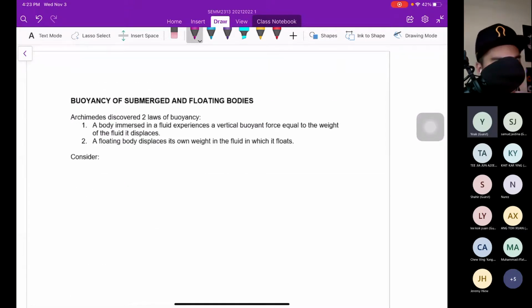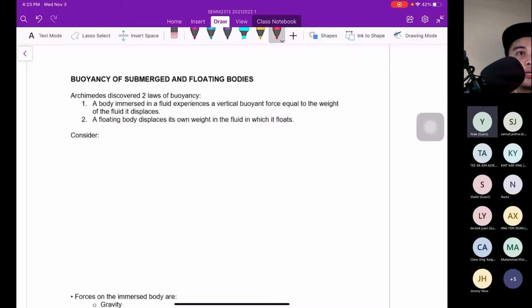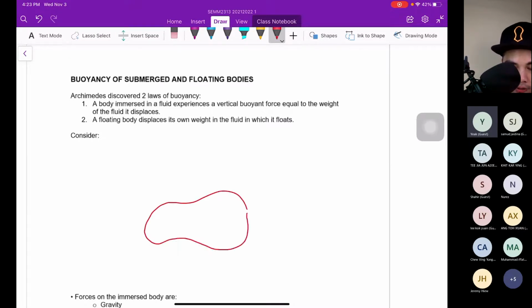Okay, now we go to buoyancy. Buoyancy of submerged and floating bodies was discovered by Archimedes through two laws of buoyancy. A body immersed in a fluid experiences a vertical buoyancy force, which is equal to the weight of the fluid it displaces. Now let's consider an arbitrary shape. Arbitrary shapes can be any kind of shape like this. This arbitrary shape is submerged in the water.